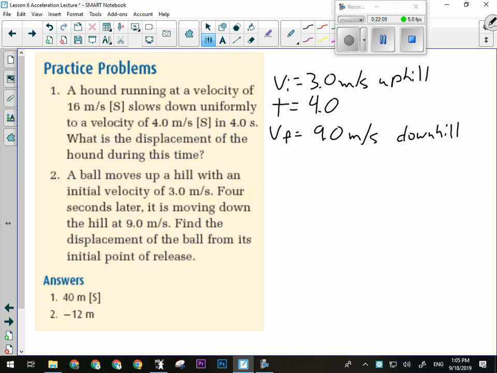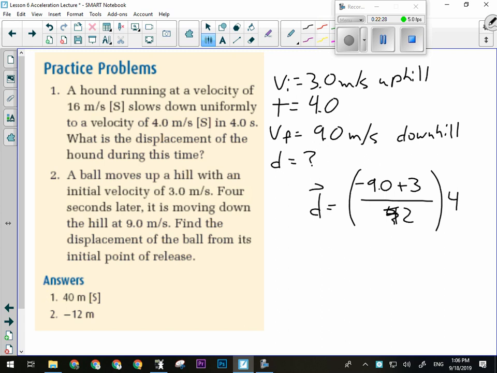We are looking for the displacement of the ball, so once again, we don't have to manipulate, we're solving for D. The important part here is that I'm making down the hill negative and up the hill positive. Divided by 2 times 4. All right, so negative 9 plus 3 is negative 6. Negative 6 divided by 2 is negative 3. Negative 3 times 4 is negative 12 meters.